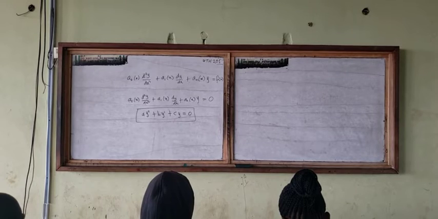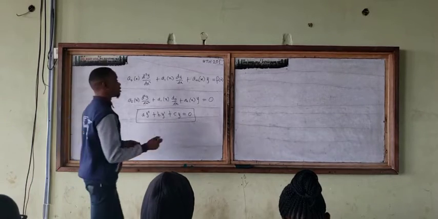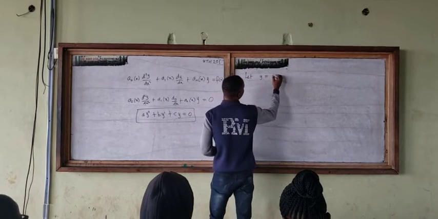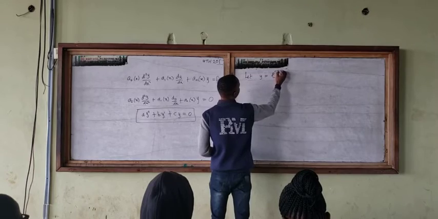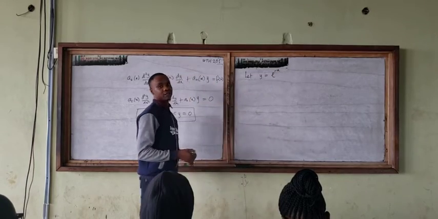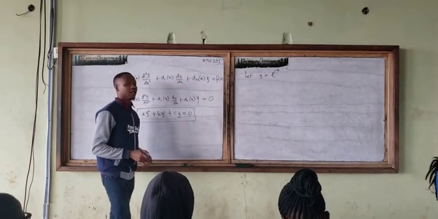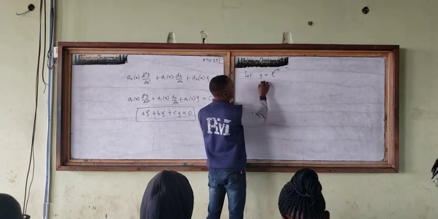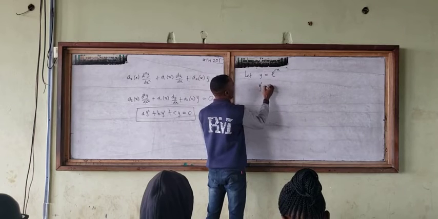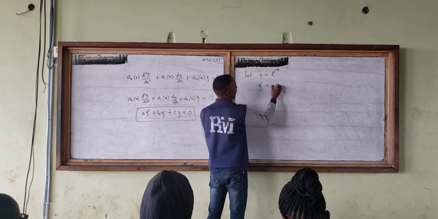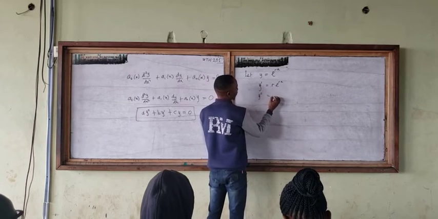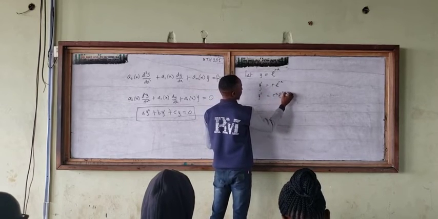To solve this kind of differential equation, we will usually make use of a substitution. We say let y be equal to e raised to the power rx, or mx altogether. When you do that and get your y prime, what is y prime? If this is a solution, y prime is r e raised to the power rx, and y double prime will be r squared e raised to the power rx.